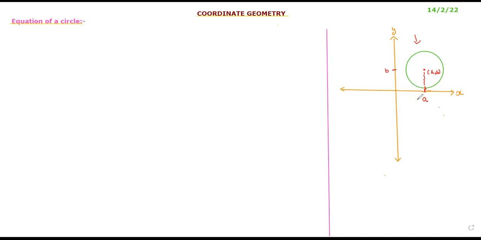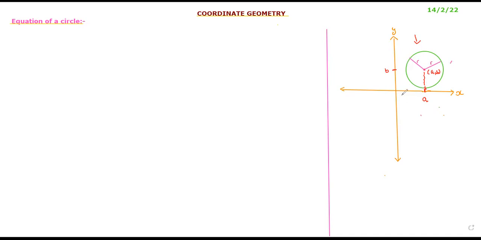That would be a point with xy coordinates, and we need to talk about its radius. So the radius is basically any length from the circumference to the center. So all these pink lines are basically the radius of the circle. Okay, so these are the two most important things which we need to know about a circle, and we will be using these two important things in its equation.